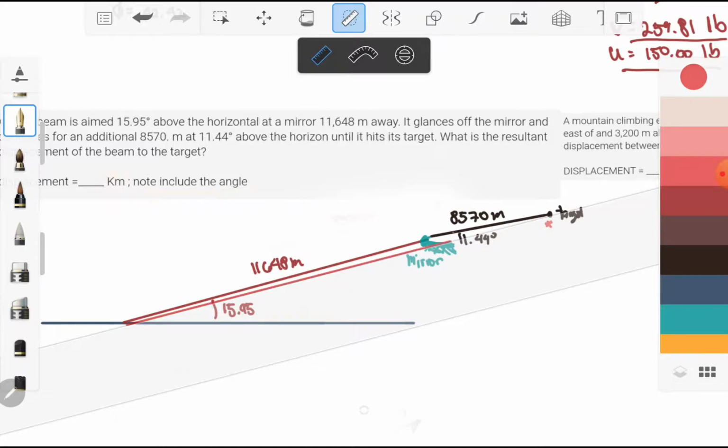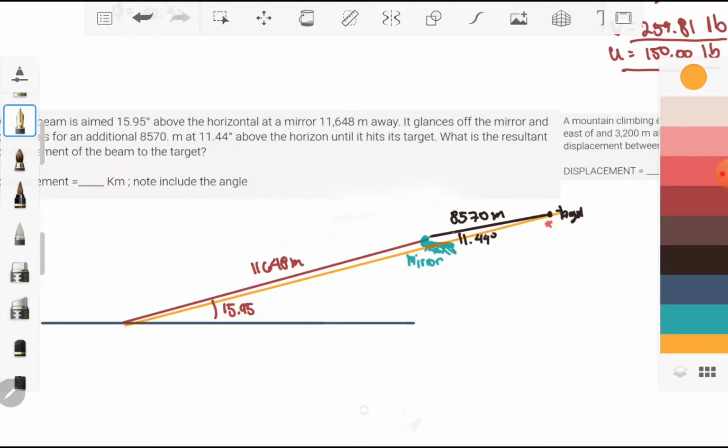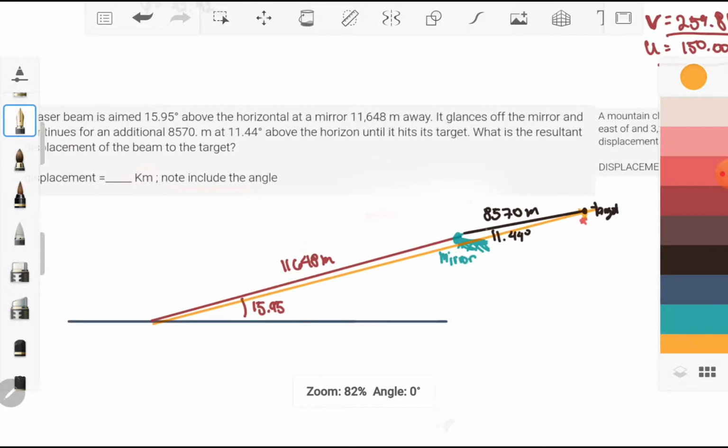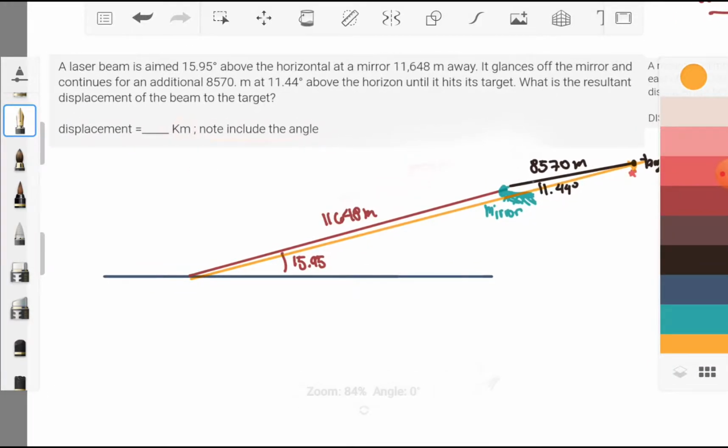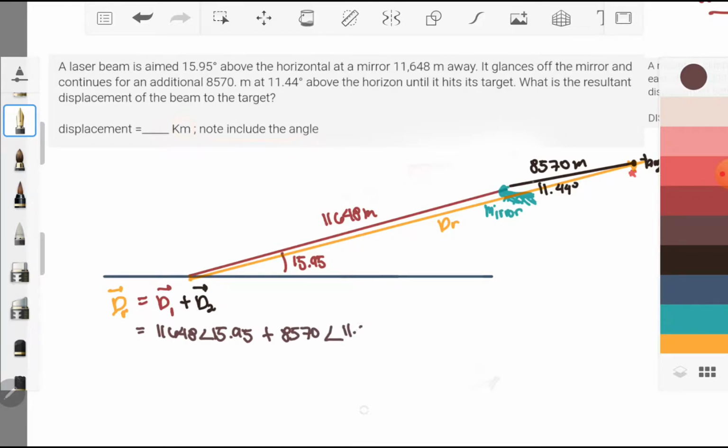Okay, let's change pen color so you can see better. Okay, this is our displacement. So how do we do that? By simple analysis, the problem is very easy. Just use the calculator. We know that we are getting the vector dr, and our dr is equal to our vector 1 plus our vector 2, d1 plus d2. You should have taken notice that our vector 1 is simply equal to 11,648 angle of 15.95 degrees plus our vector 2, which is equal to 8,570 angle of 11.44 degrees, right?